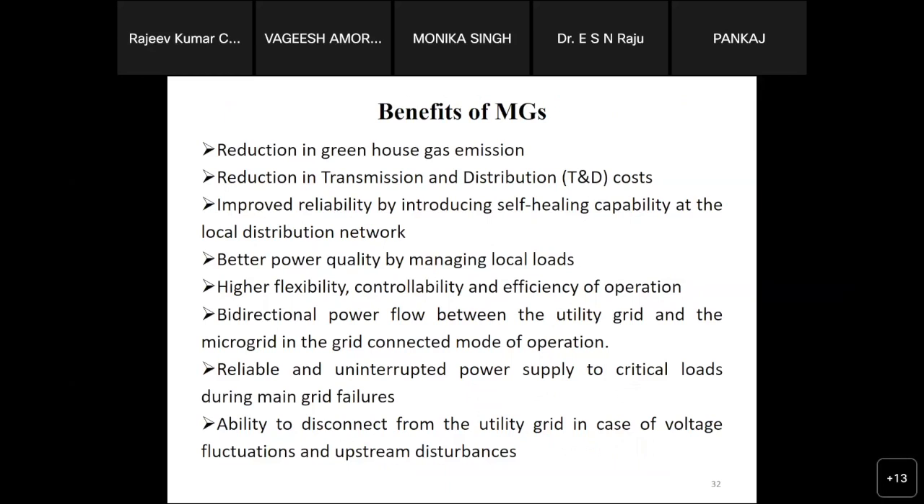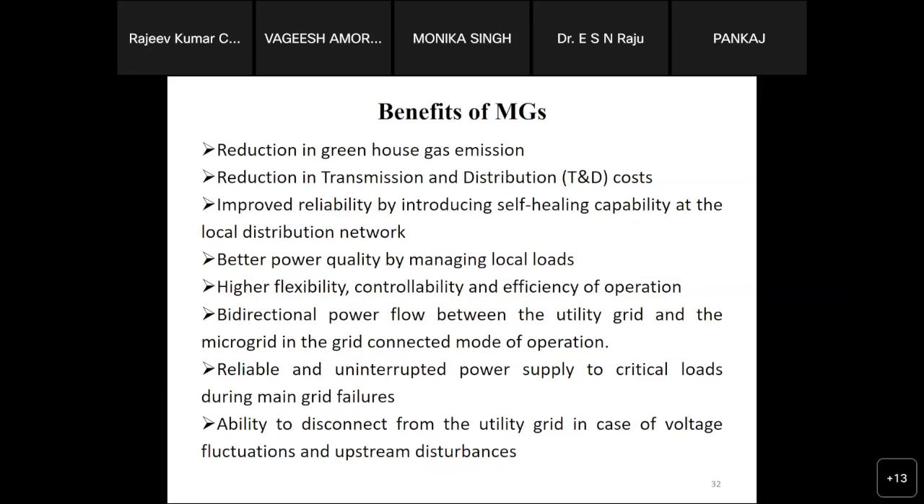So we can also improve the reliability by introducing the self-healing capability. As I mentioned, a microgrid can act as a controllable source or a controllable load. So it can manage on its own, so that it will have the self-healing capability. And after that, since we are managing the critical loads by providing continuous power supply, we can maintain better power quality, and you will have higher flexibility and controllability as well as efficiency of the operation. Since we are controlling the microgrid as a single unit, you will also have the bidirectional power flow between the microgrid and main grid.